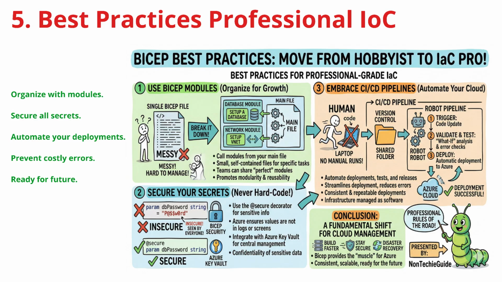The final, essential best practice is to move from a human stick figure running code on a laptop to a hands-off, automated robot pipeline, CI/CD. Instead of manual runs, code is updated in version control. The automated robot catches the change, runs what-if analysis, error checks, and then automatically deploys the consistent, repeatable infrastructure to the Azure cloud, ensuring a successful, professional-grade deployment every single time. It's a fundamental shift for faster, more secure cloud management.